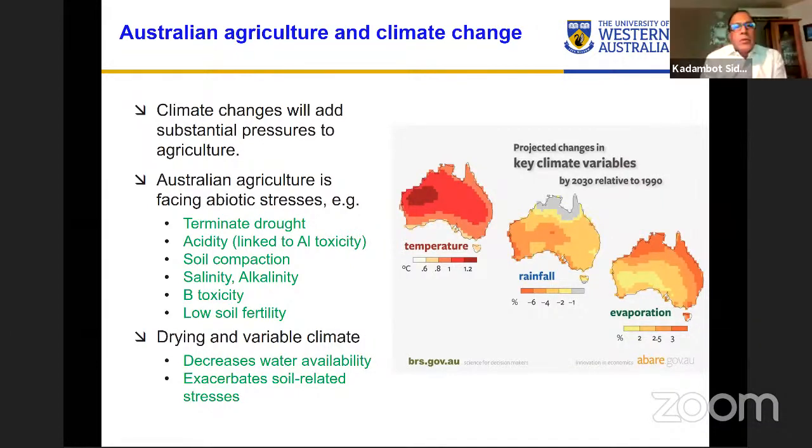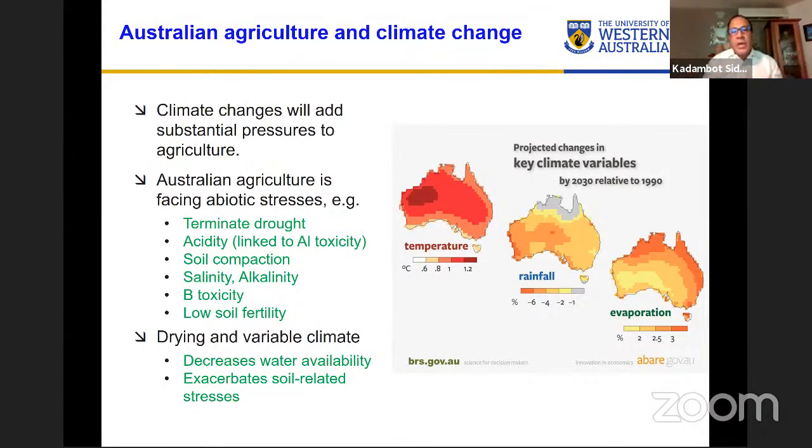Okay. So on Australian agriculture and climate change, whether it is Indian agriculture or Australian agriculture and climate change, the principle is the same. Climate change will add substantial pressure to agriculture. There's no doubt about it. And Dr. Srinivasa Rao mentioned that.